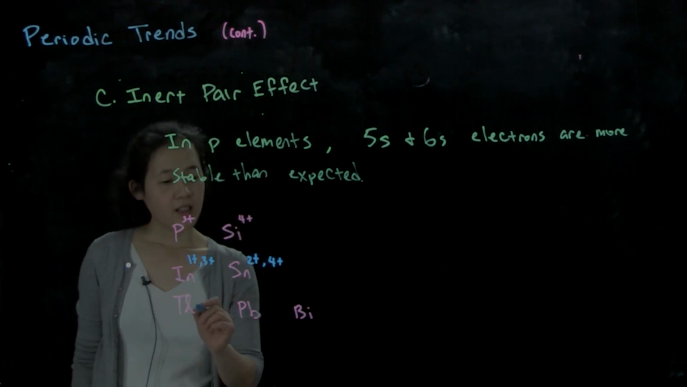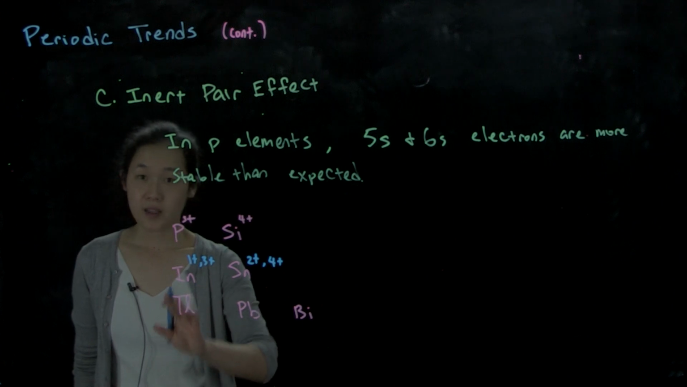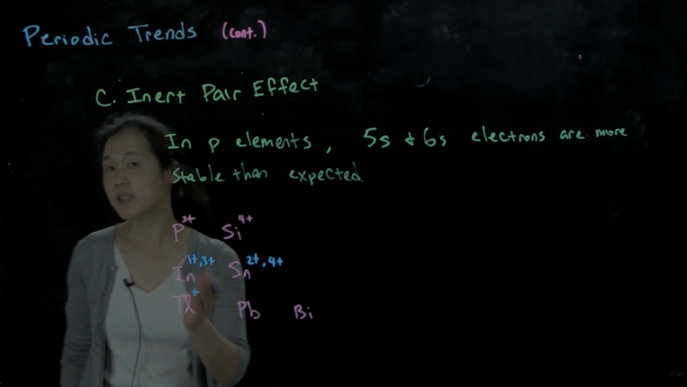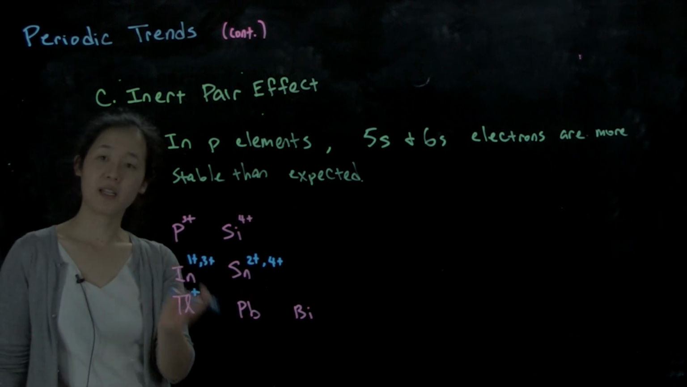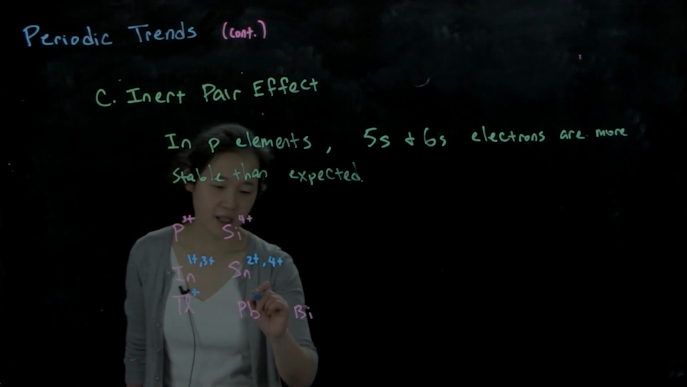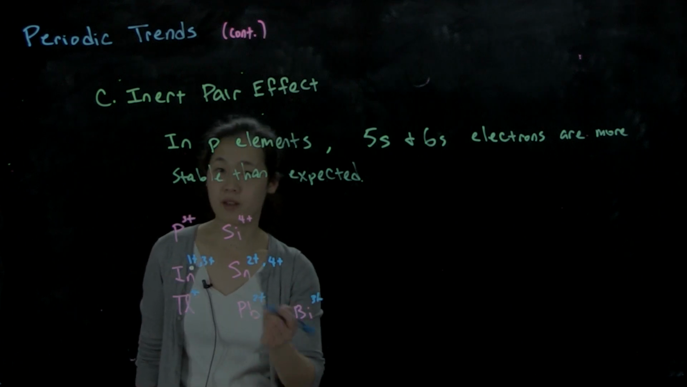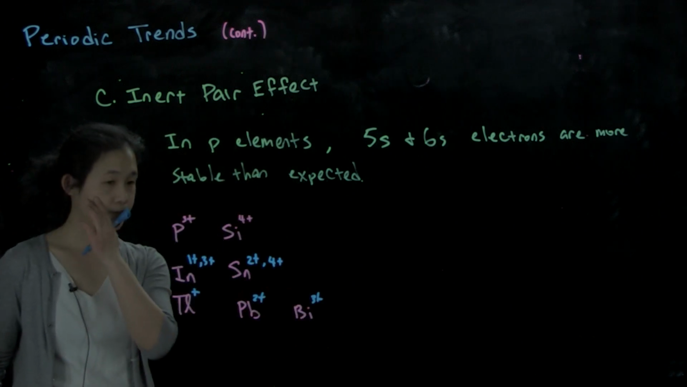And then lastly, if we go even further down the group, thallium's most common oxidation state is +1. You can see +3, but thallium 1+ is more common. And then lead 2+ is more common than lead 4+. Bismuth 3+ is more common than bismuth 5+.